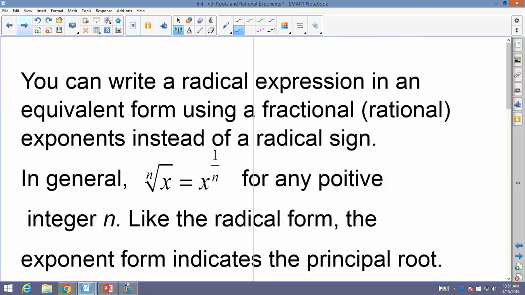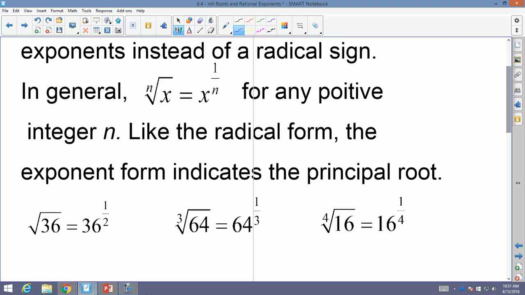Now, you can write radical expressions in an equivalent form using fractional or rational exponents instead of a radical sign, guys. This is very important. In general, for the nth root of x, please remember that this x has an invisible little 1 as an exponent, right? So when I have the nth root of x, or the nth root of any value, x can be any real number, I'm going to write this as x to the 1 over n. Basically, it's x to the power over the index. So I'm taking the power, the exponent inside of the radical, that's my numerator, and I'm taking the index, that's my denominator.